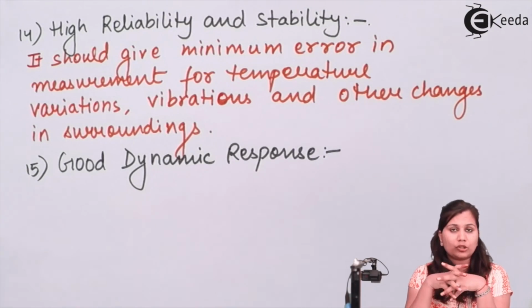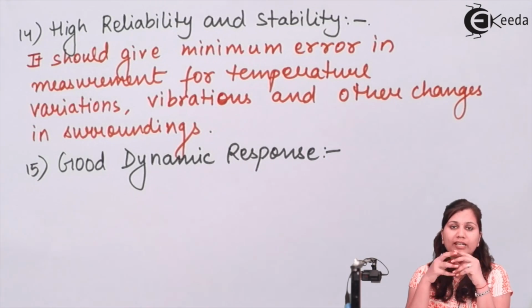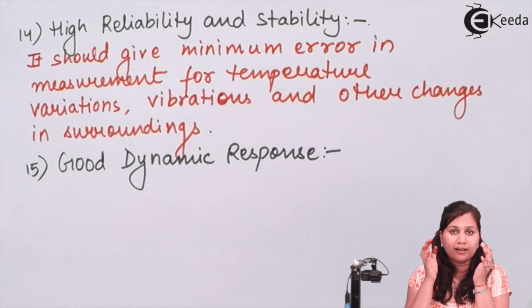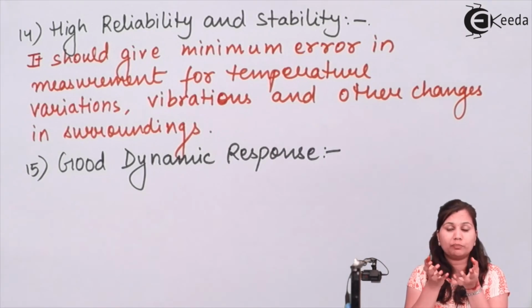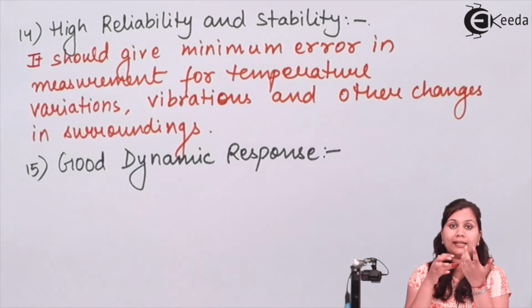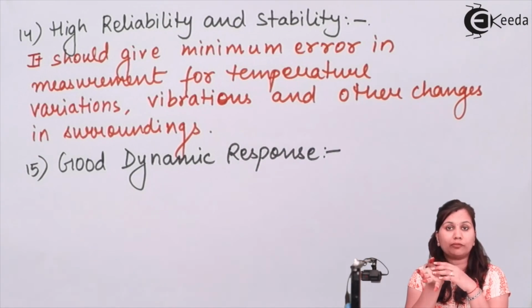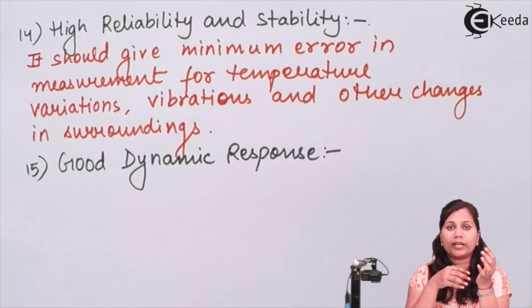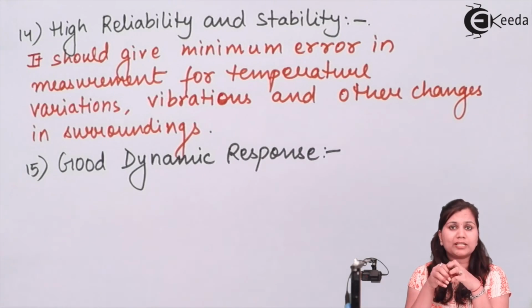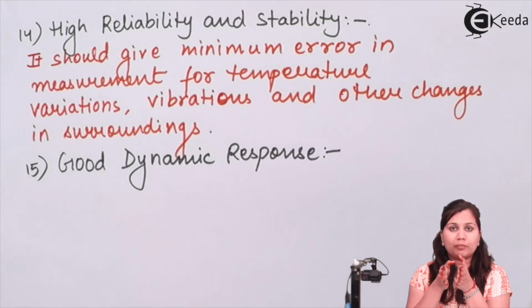There are also other requirements for a transducer when it is used in an application. It should be small in size, its weight should be low, it should be cheap, and it should be easily transportable from one place to another. These are the basic requirements expected from a transducer when it is used in a measurement system.